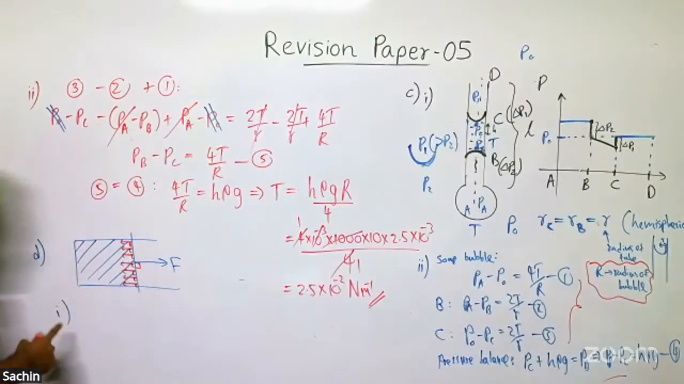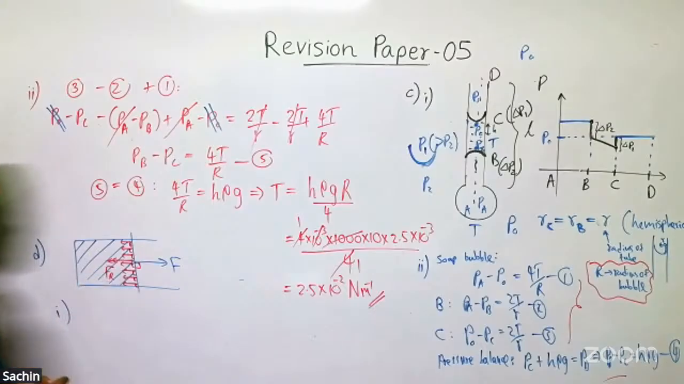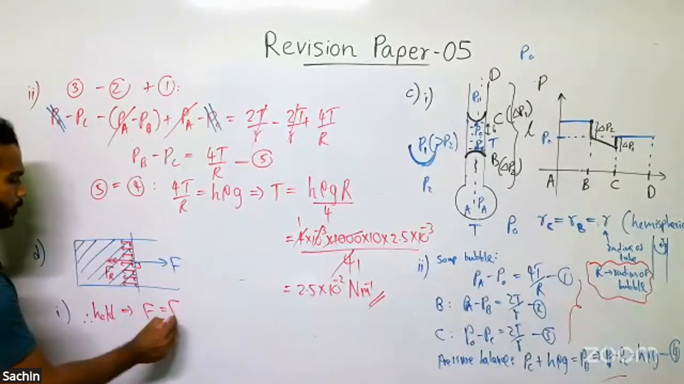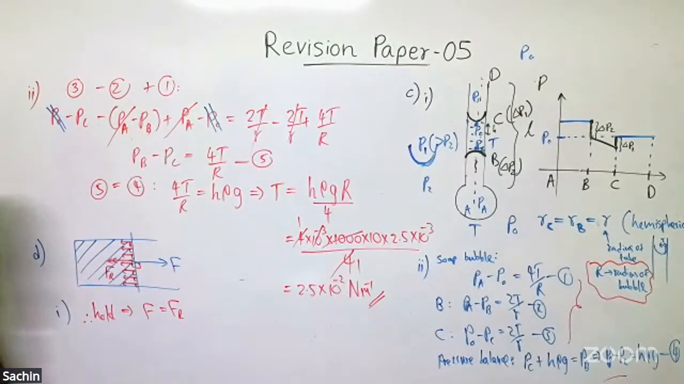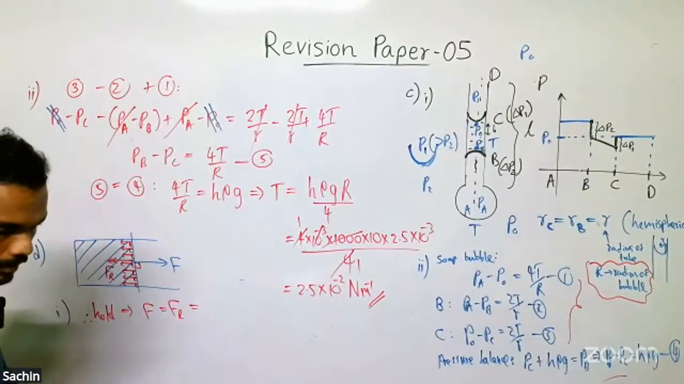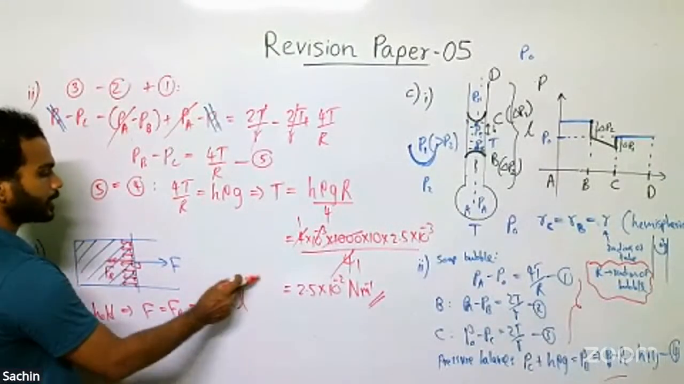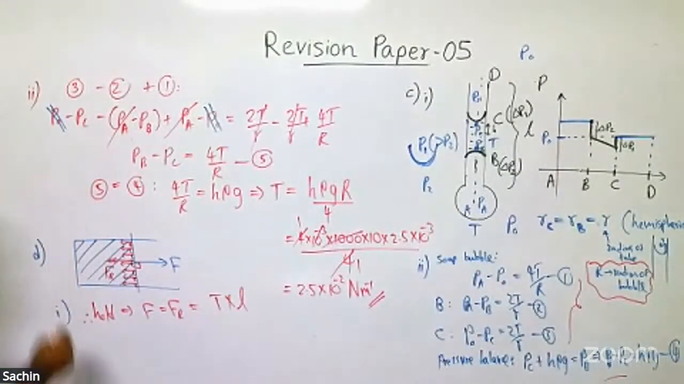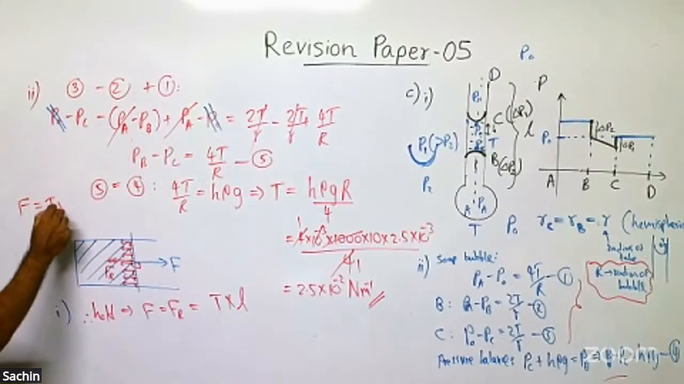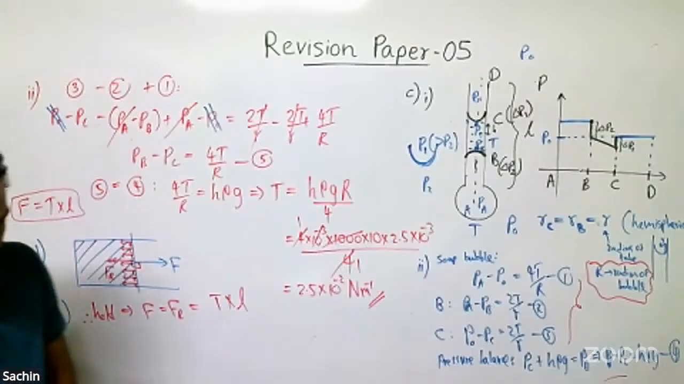So all the forces are to the same side. That means the resultant should be something like this. If you want to hold this, you should apply the same force, which is equal to the resultant surface tension force. How to calculate the surface tension force? It is the surface tension coefficient times the length. You remember F equal TL. This is a simple equation we learned at the beginning of the surface tension lesson.